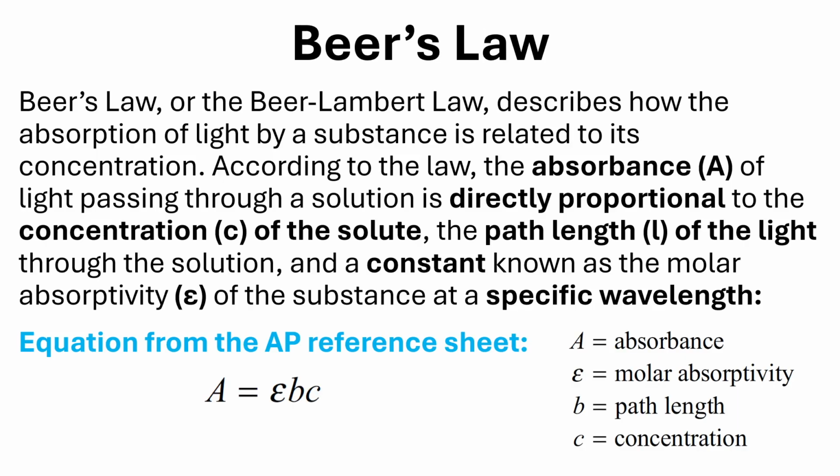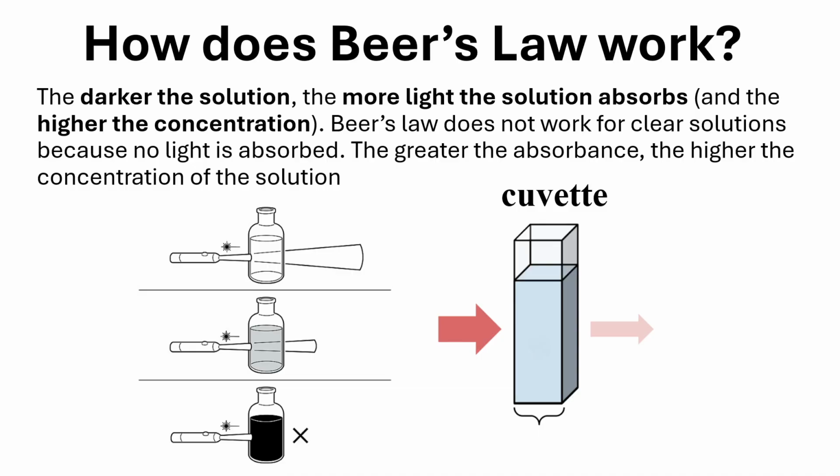It's also directly proportional to the product of this epsilon, which is a molar absorptivity for the chemical you're studying at a particular wavelength of light, and then B, which is the path length, how wide of a space the light has to pass through. So here's a picture to help you kind of envision part of that.